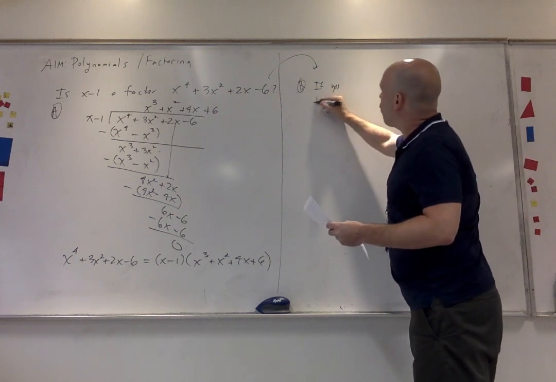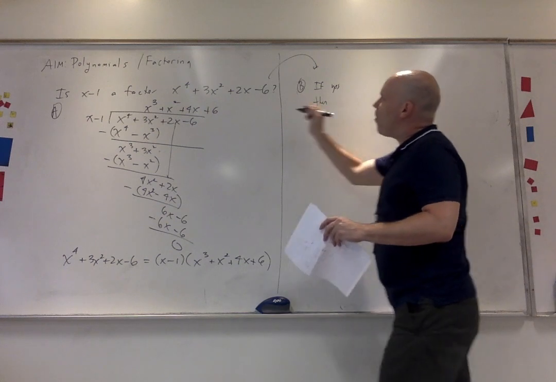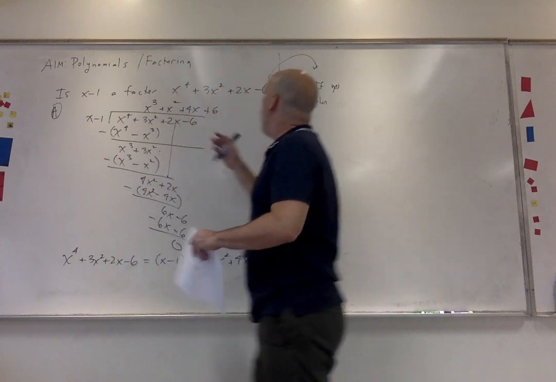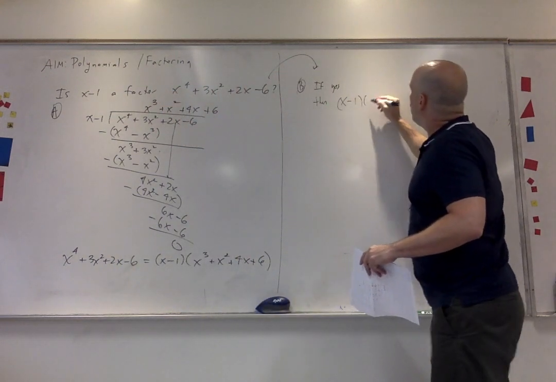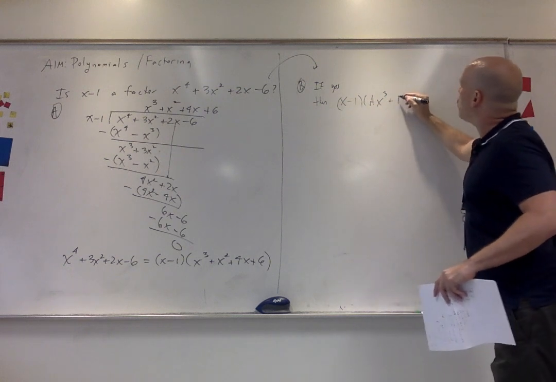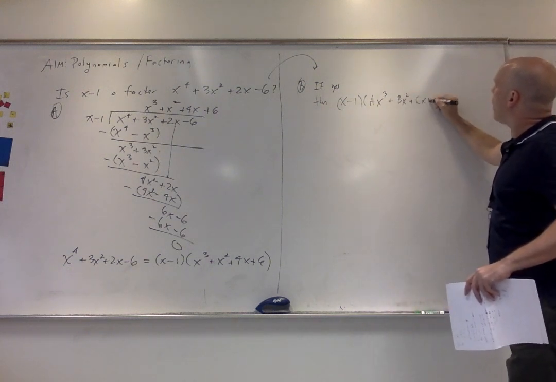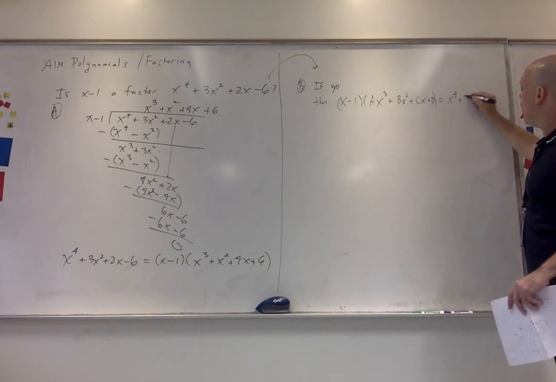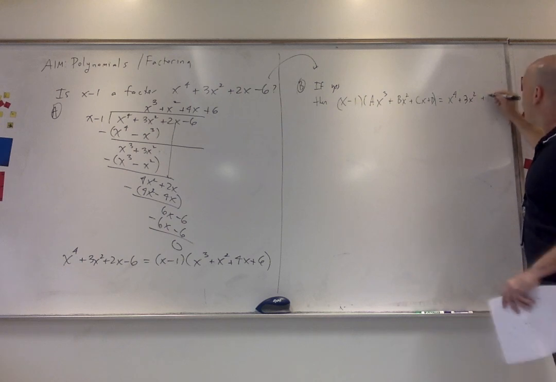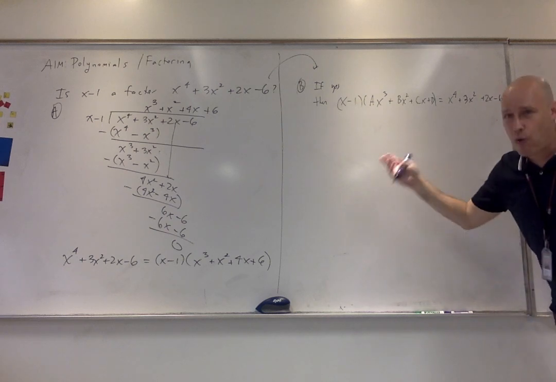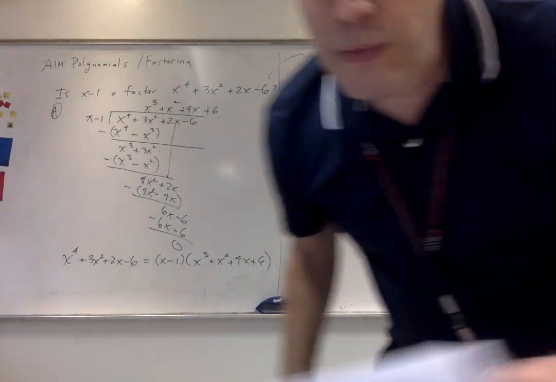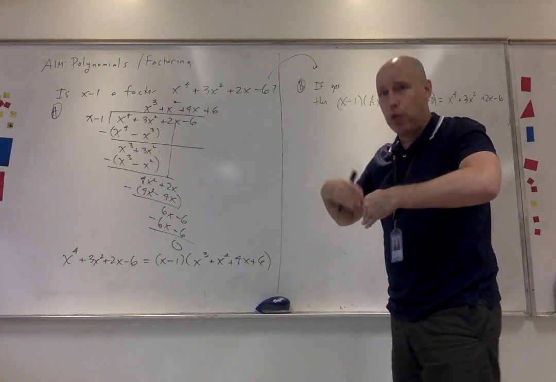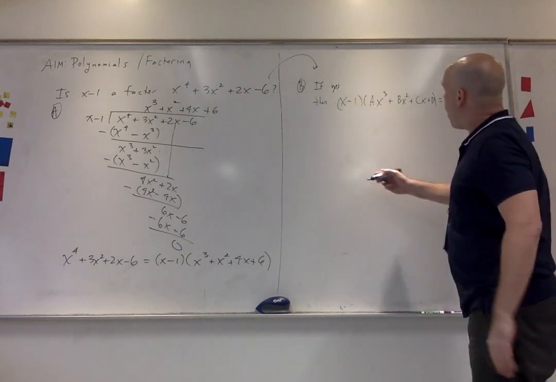If yes, then we know that x times something to x to the third gives me my fourth. So then x minus 1 times ax to the third plus bx squared plus cx plus d is equal to x to the fourth plus 3x squared plus 2x minus 6. You know where I'm going with this. Do major bear claw. Once again, I'm not making you do this, but I'm just showing you all the old school methods.